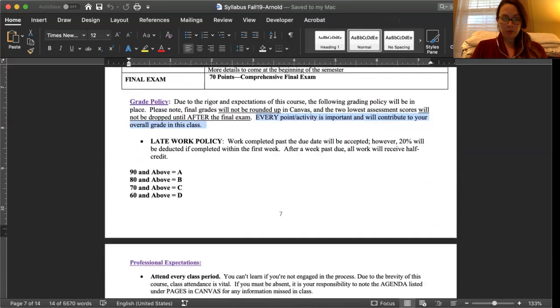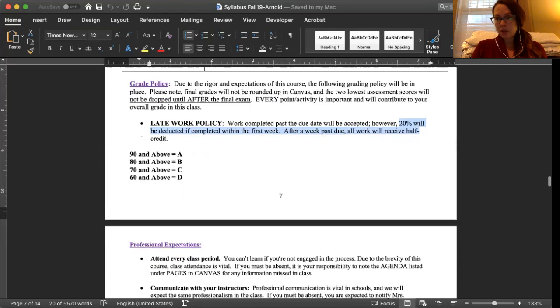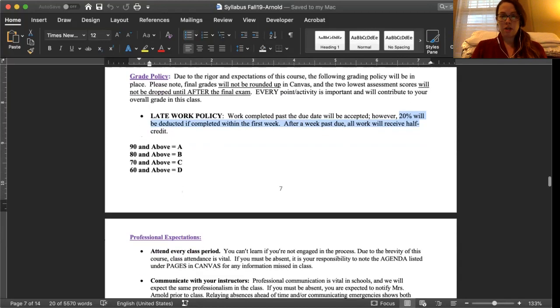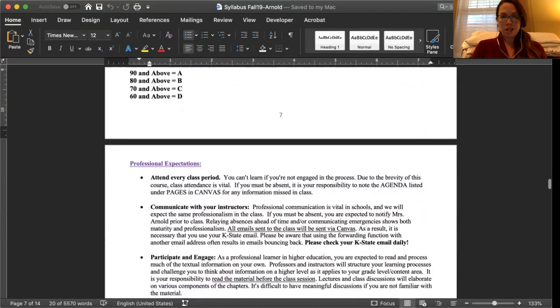We do accept late work. However, 20% will be deducted if it's not done within that first week. Communicate with me. Let me know what's going on. I am very flexible and usually pretty understanding. So just let me know what's going on so I can work with you and help you come up with plans to make sure we're staying on top of it.